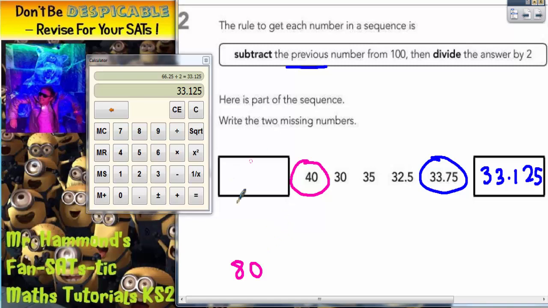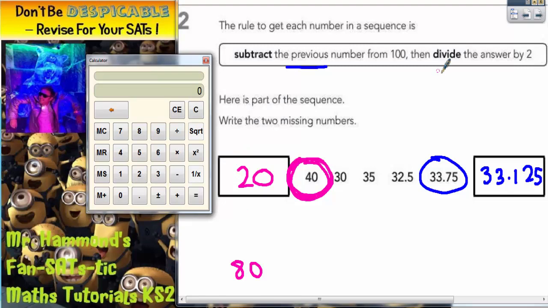So it looks as though this answer needs to be 20. So let's pop 20 in there, and let's just check it. If we're trying to get 40, we subtract the previous number from 100. Well, the previous number is 20. So subtract 20 from 100, you can do that in your head. 100 take away 20 is 80.